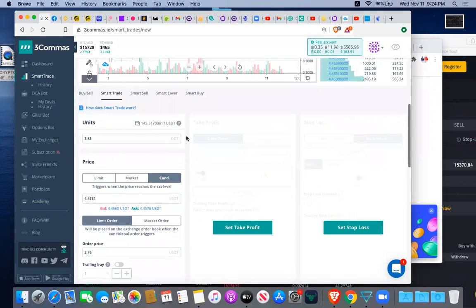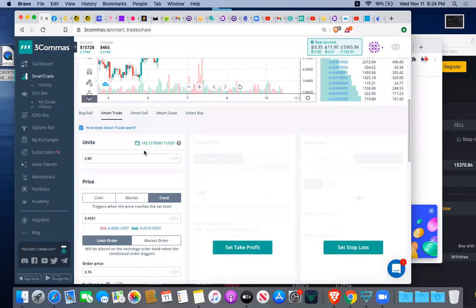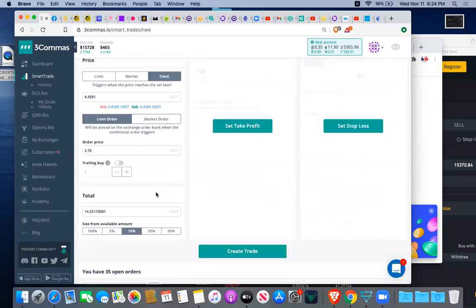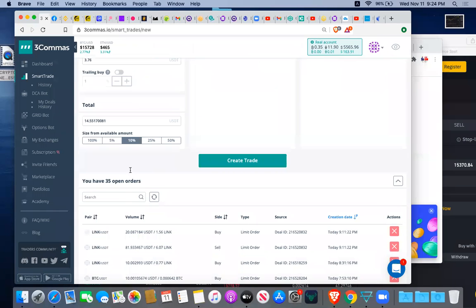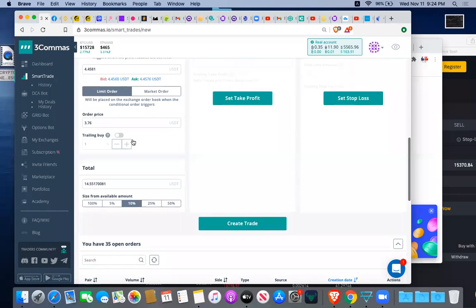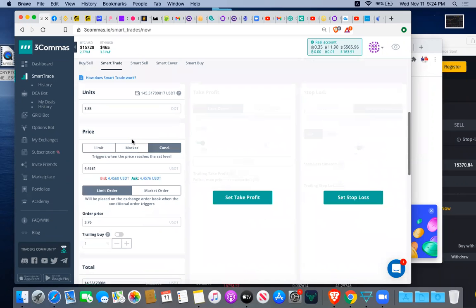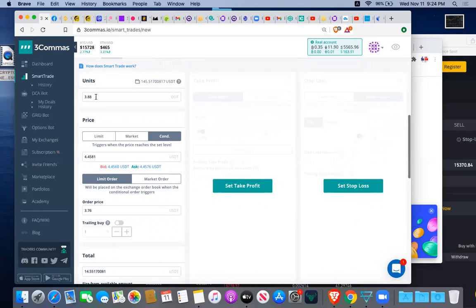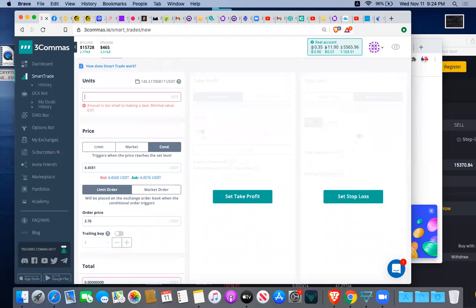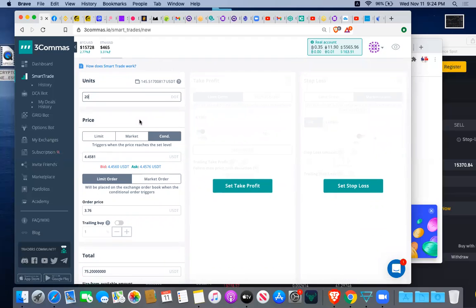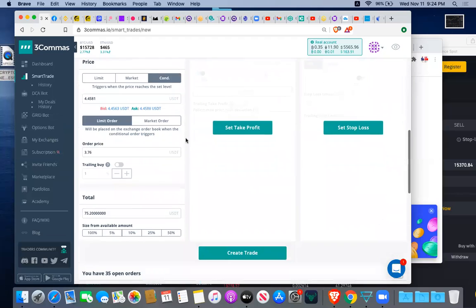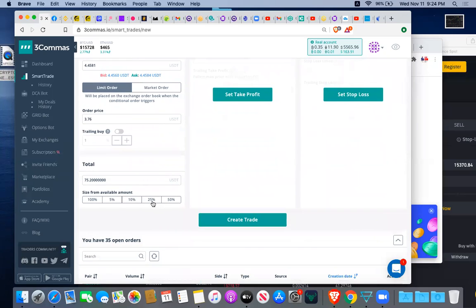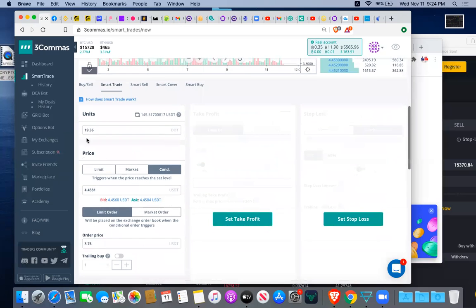It's telling me now 10% of my money will buy this at 3 point something. That's what you're seeing here. Assuming I want to buy, I can type the volume I want to buy manually. I can say I want to buy just 20. It all depends. Or I can say 25% of my money or 50% of my money. So it's going to buy 19.86.